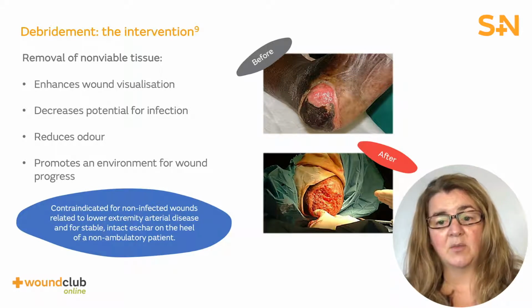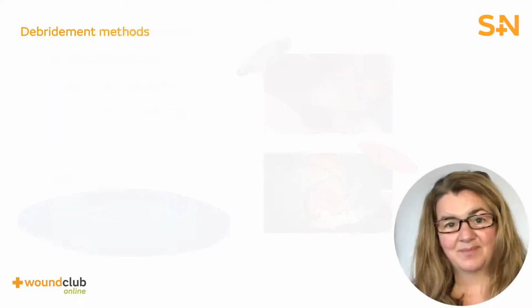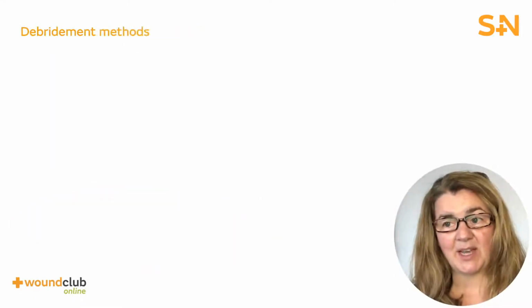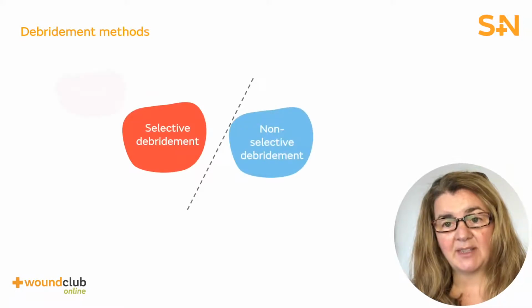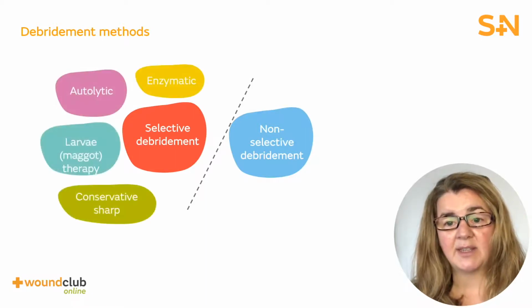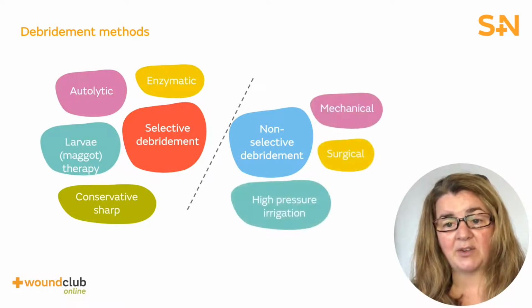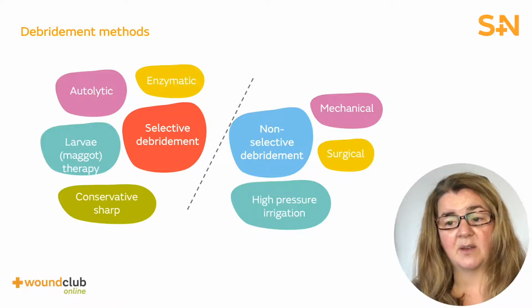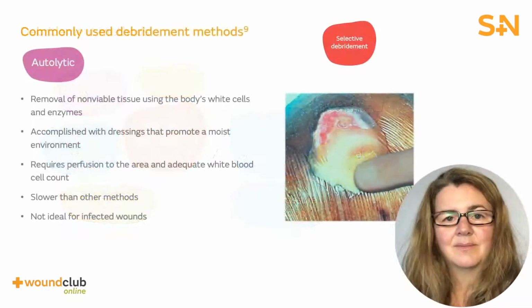Let's discuss some of the most common debridement methods. Debridement methods fall into two categories: selective debridement and non-selective debridement. Selective debridement can be autolytic, enzymatic, larvae or conservative sharp debridement. Non-selective debridement can be mechanical, surgical or high pressure irrigation. The choice of debridement method for a wound will be determined by a number of factors such as wound condition, patient's needs and available resources.